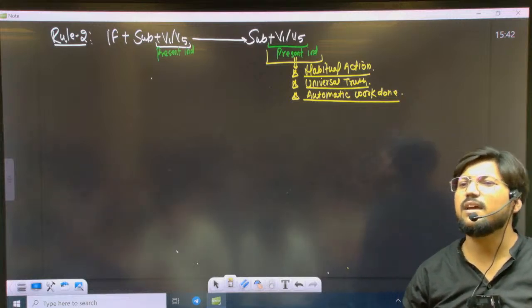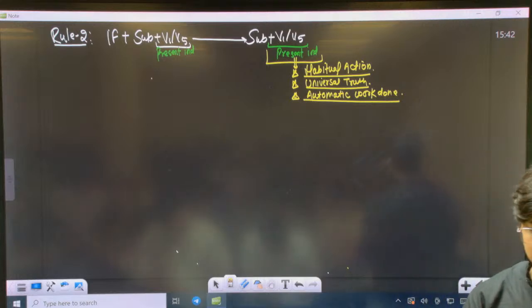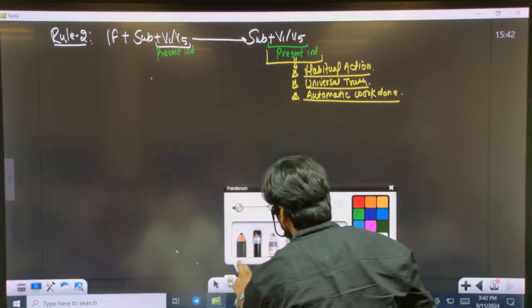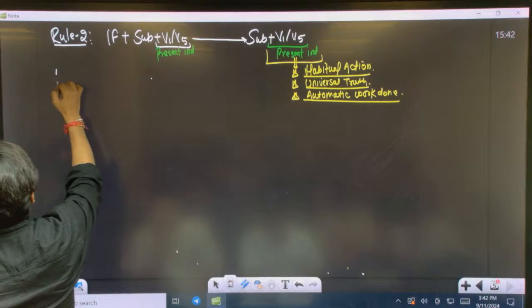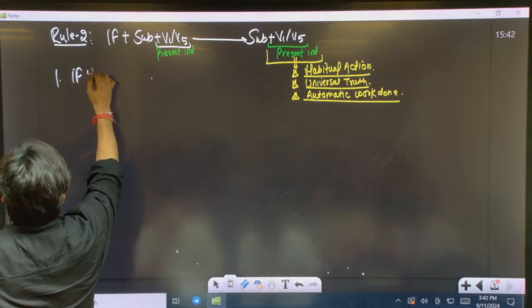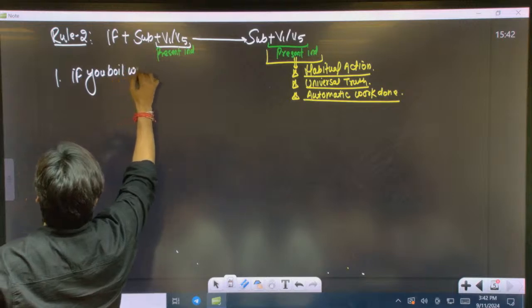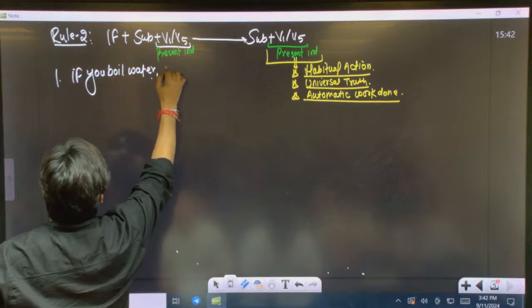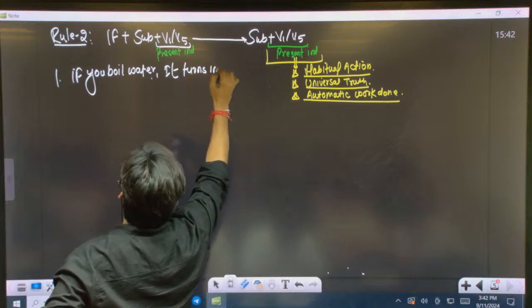Like the sun rises in the east. This is an automatic thing, right? Or also known as universal truth. Now come to this point of view. Question number 1. If you boil water, it turns into vapor.